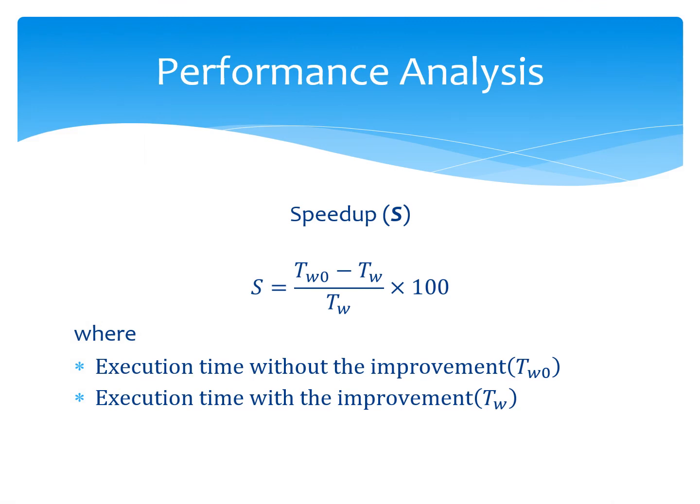When we estimate machine performance, the measure that is generally most important is execution time, T. We use speedup, S, to describe the impact of a performance improvement. Speedup is defined as shown on the screen, where TWO indicates the execution time without the improvement, and TW indicates the execution time with the improvement.